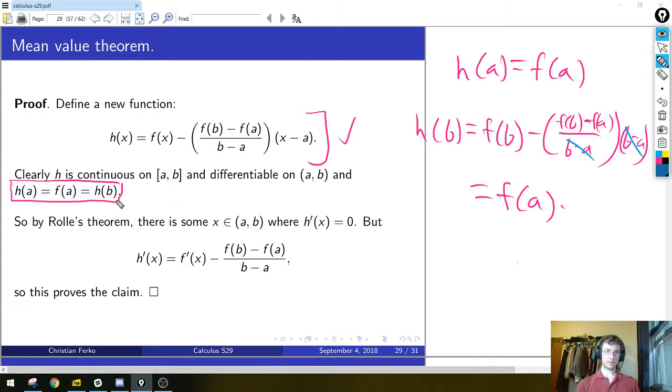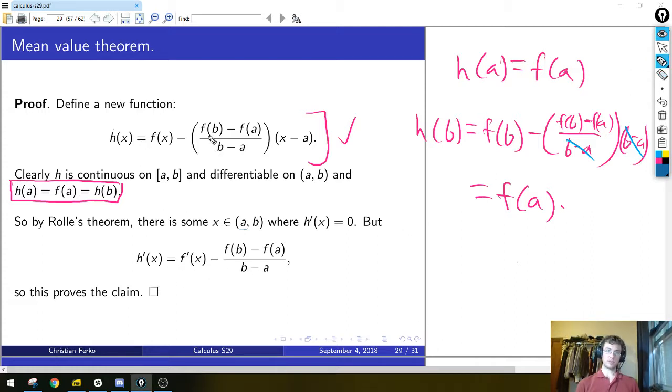Okay, so h has the required property that it hits the same value at the two endpoints. Then we just blindly apply Rolle's theorem. So by Rolle's theorem, we're guaranteed that there is some point x in the open interval a to b where h prime is 0, right? Because remember, Rolle's theorem tells you if h of b is the same as h of a, and you satisfy all those nice things, then there's a place where the derivative is 0.